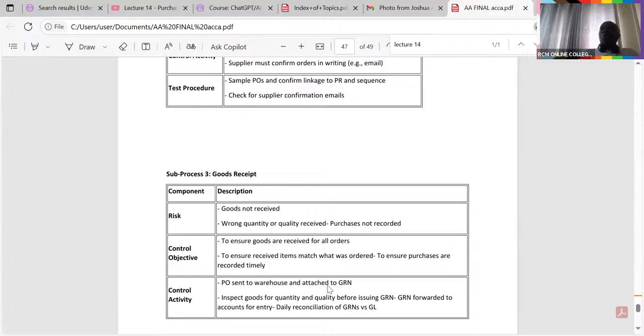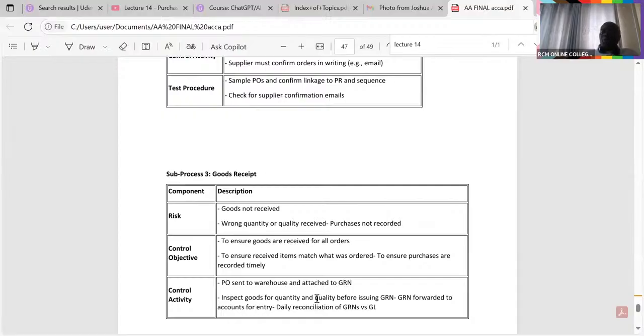So if we have a control objective, of course, the goal will be, we should be able to receive the exact quantity of materials that we ordered. To ensure goods are received for all orders, to ensure received items match what was ordered, to ensure purchases are recorded timely. Then the control activity or action: the PO sent to warehouse and attached to goods received note. Yeah, the purchase order before they release. We shall be able to send it to the warehouse with goods received note.